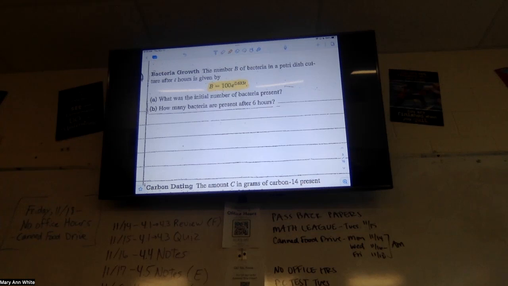So that's when time is what? 0. If we want to know the initial amount, that's when time is 0. So we're going to plug 0 in for T and see what we get out. Bacteria equals 100 times E raised to the 0.693 times 0. Well, 0.693 times 0 is still 0, and E to the 0 is 1. So all of that's going to cancel, and my initial amount of bacteria is 100.